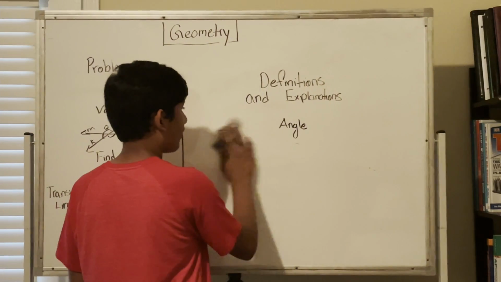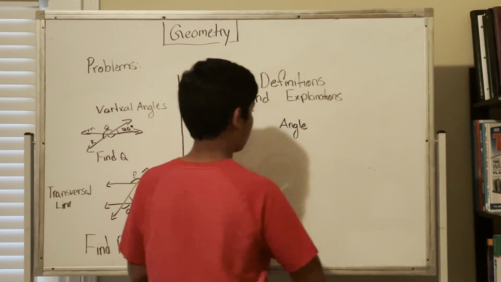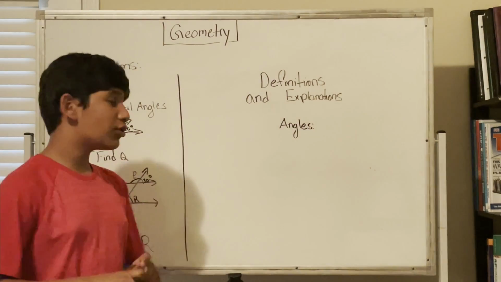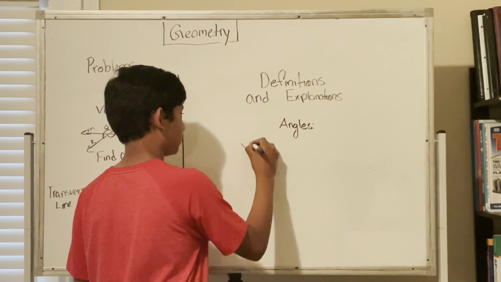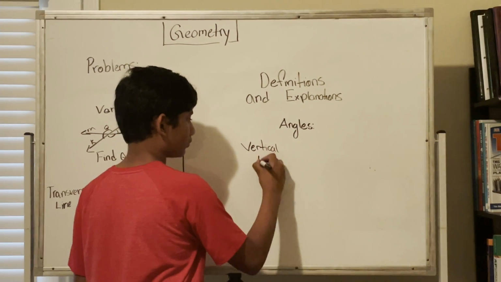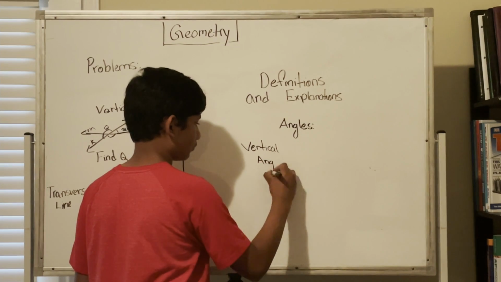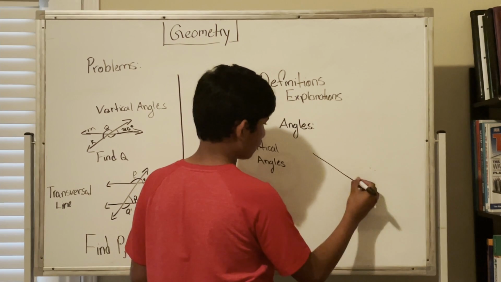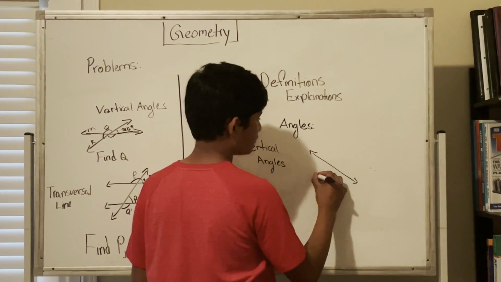Now that we've talked about that, let's look at vertical angles. So imagine that we have two lines over here.